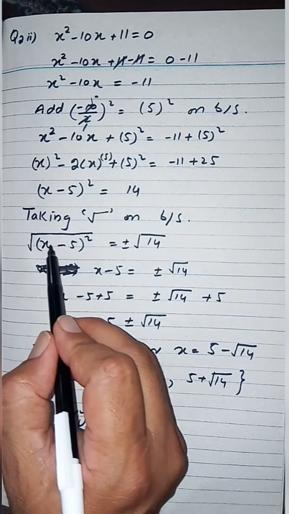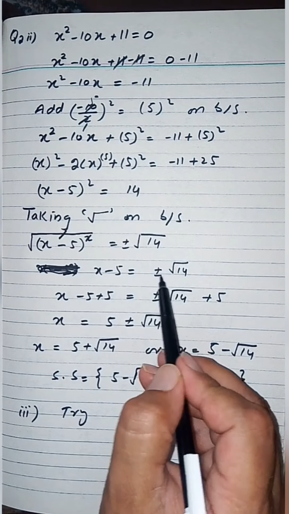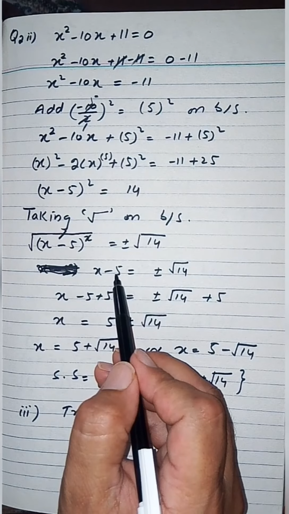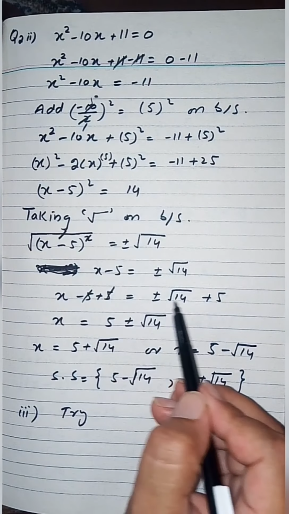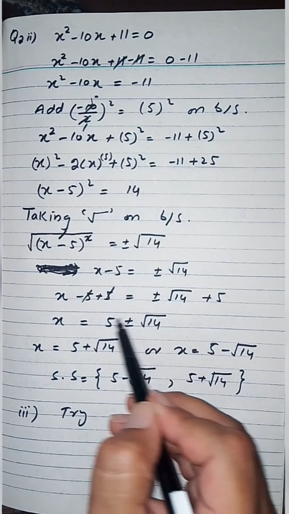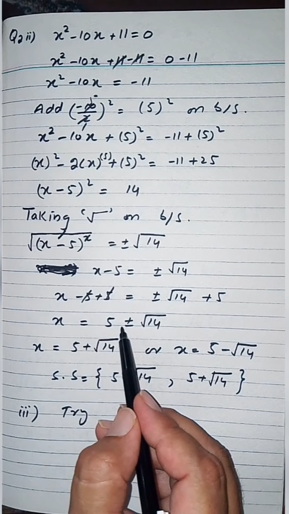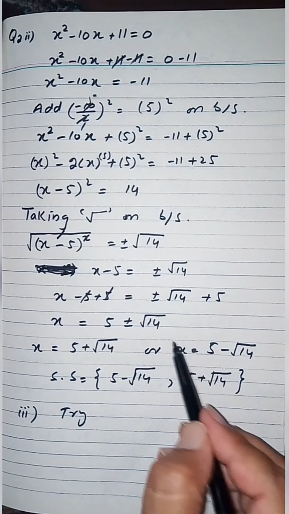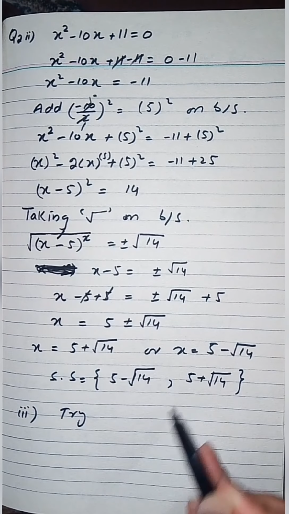Taking square root on both sides, so these two cancel with each other. x minus 5 equals plus minus under root 14. So add 5 on both sides, so these two cancel each other. We get this. Now first write the 5 and then this. Now we can take it as x equals 5 plus under root 14 and x equals 5 minus under root 14. So these two are the roots of this.